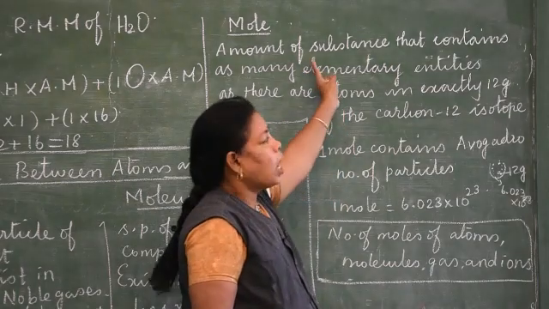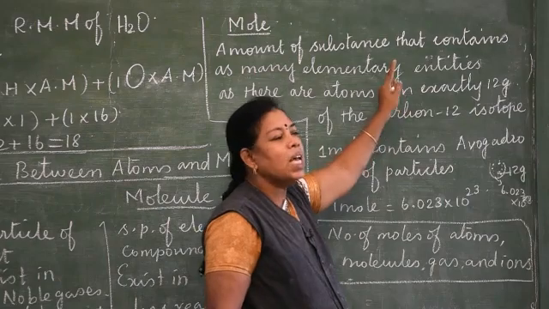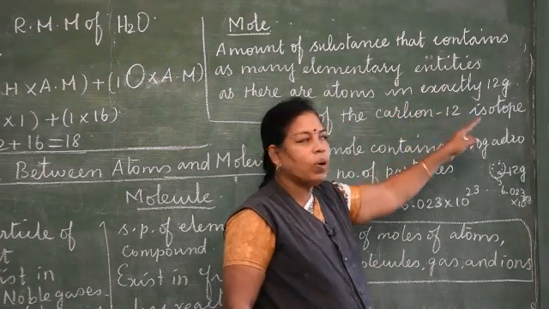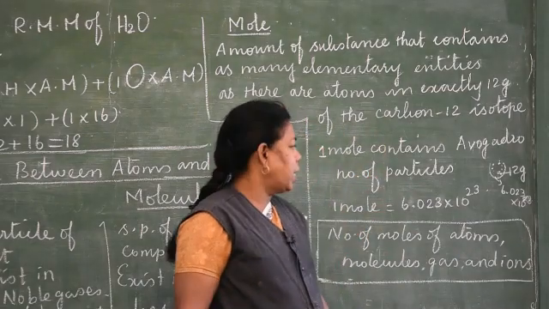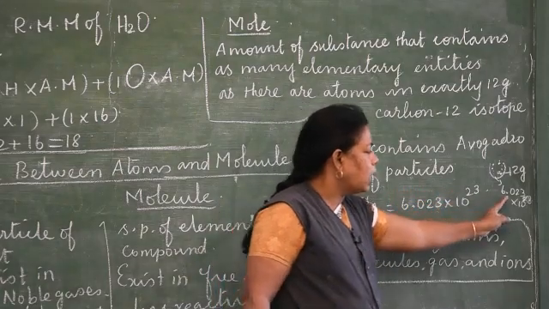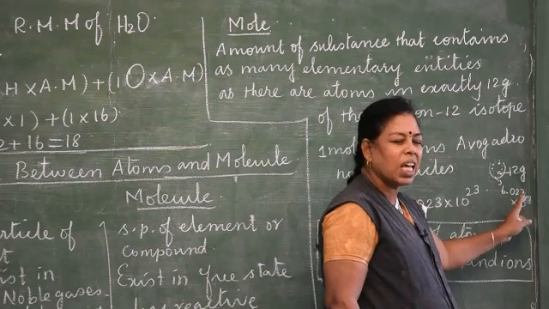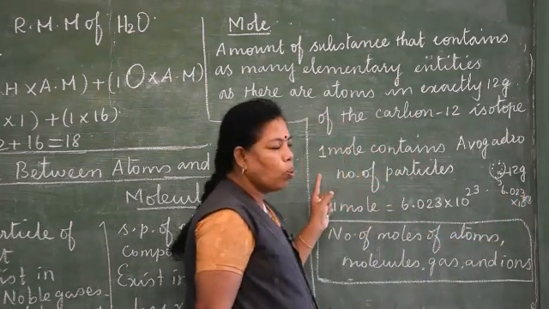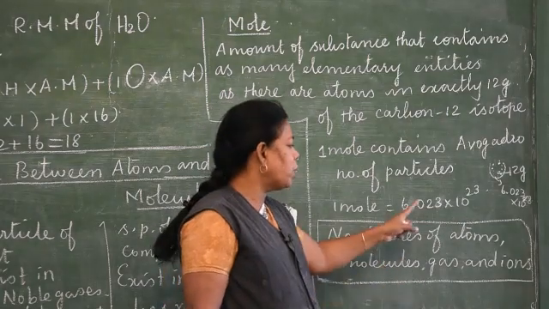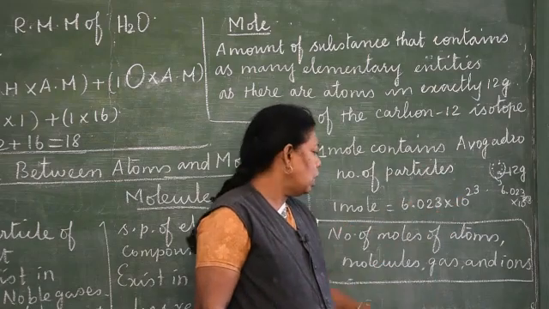So mole is the amount of substance that contains as many elementary entities as there are atoms in exactly 12 gram of carbon 12 isotope. 1 mole contains Avogadro number of particles. 6.023 into 10 to the power 23 is nothing but the Avogadro number. So 1 mole of any substance contains Avogadro number of particles, 6.023 into 10 to the power 23.